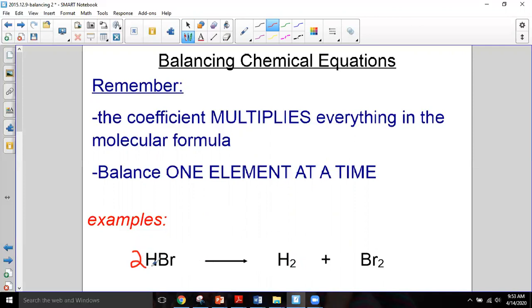Now this 2 multiplies everything after it. So I have 2 hydrogens on the left side of the reaction, and I have 2 hydrogens on the right. That's great. But this 2 also multiplies times the bromine. I have 2 bromines on the reactant side, and I also have 2 bromines on the product side. So this is balanced.